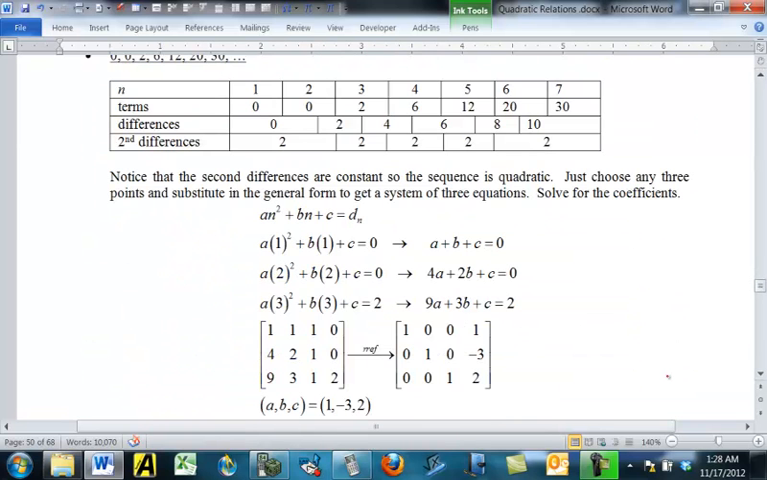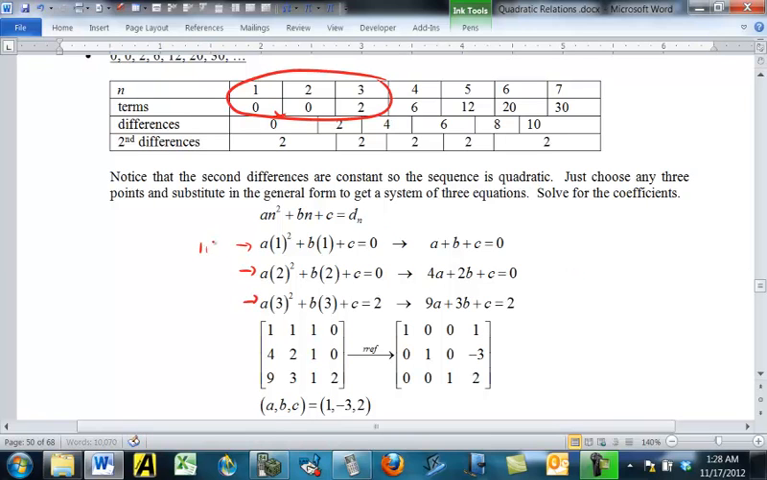So that's what I did here. In this case the differences are 0, 2, 4, 6, 8, 10. Second differences are 2. And we can work this out. I pick the first 3 points here and plug them in. Here, here, and here.